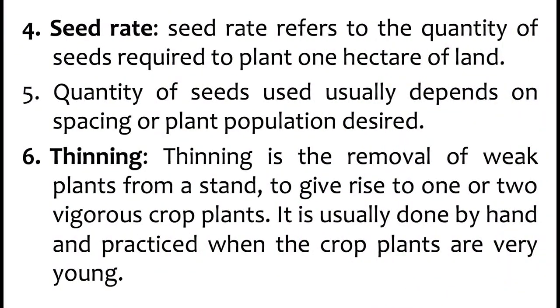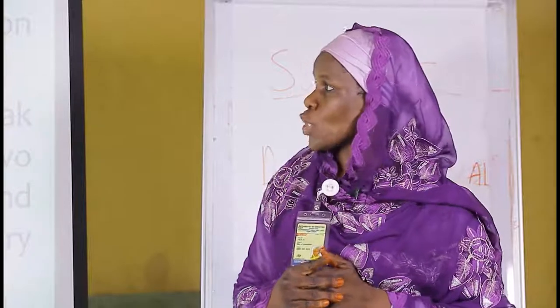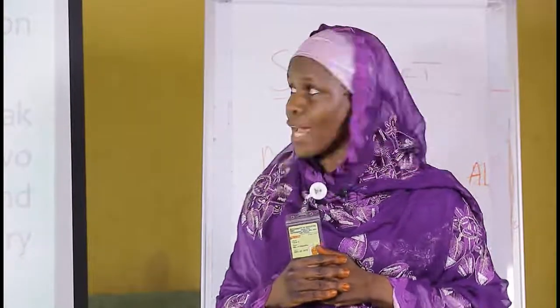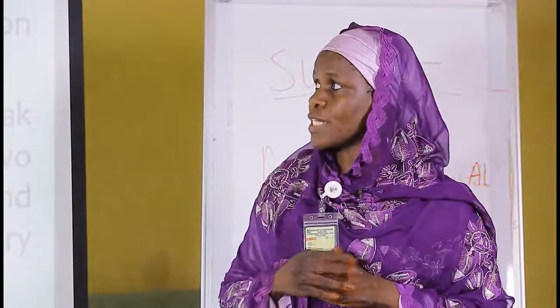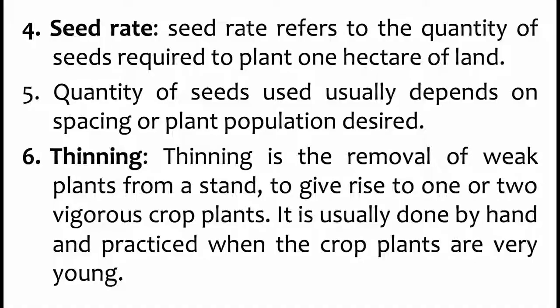The fourth one is the seed rate. Seed rate refers to the quantity of seed required to plant one hectare of land. The quantity of seed that is required to plant one hectare of land is known as the seed rate. Number 5: the quantity of seed used usually depends on spacing or the plant population desired.